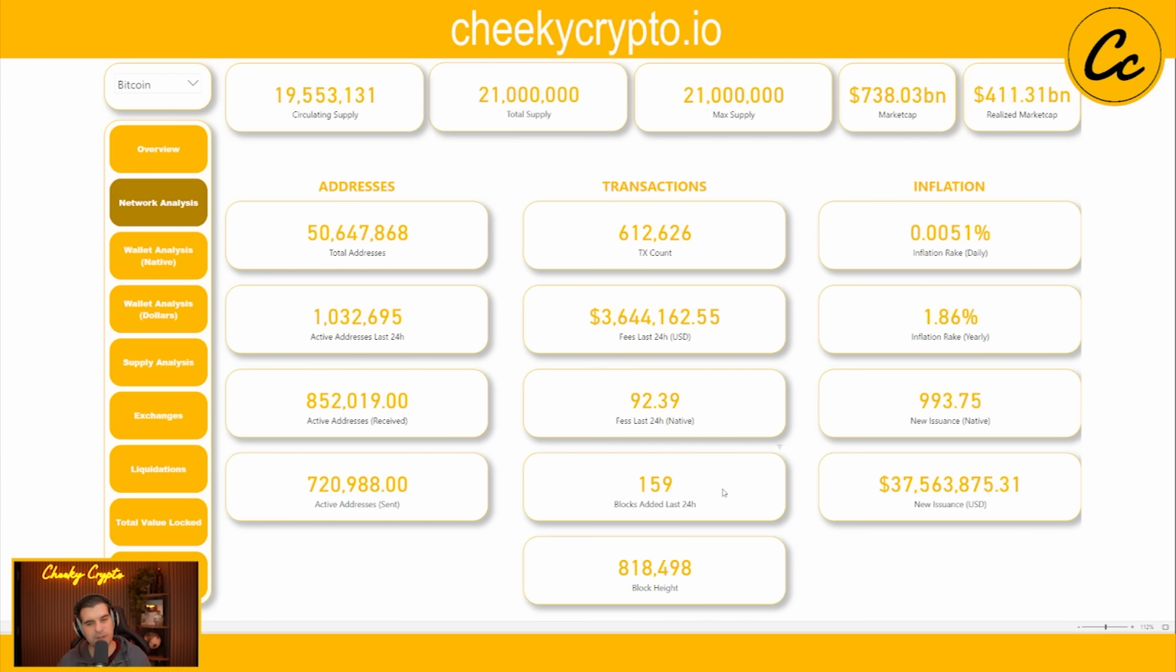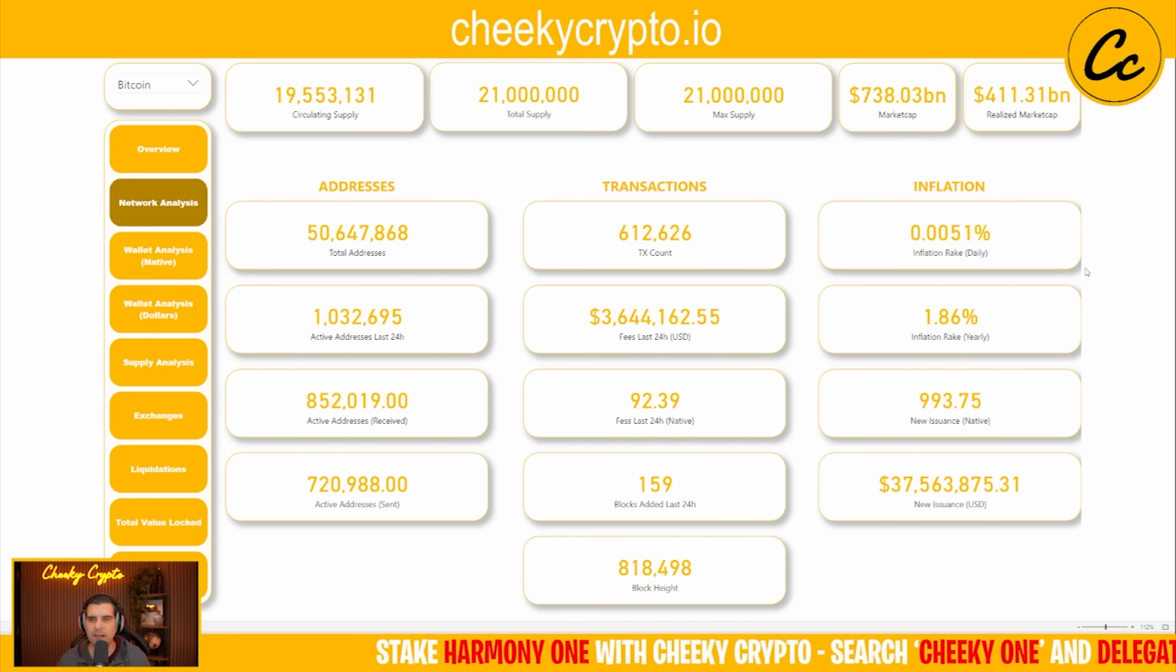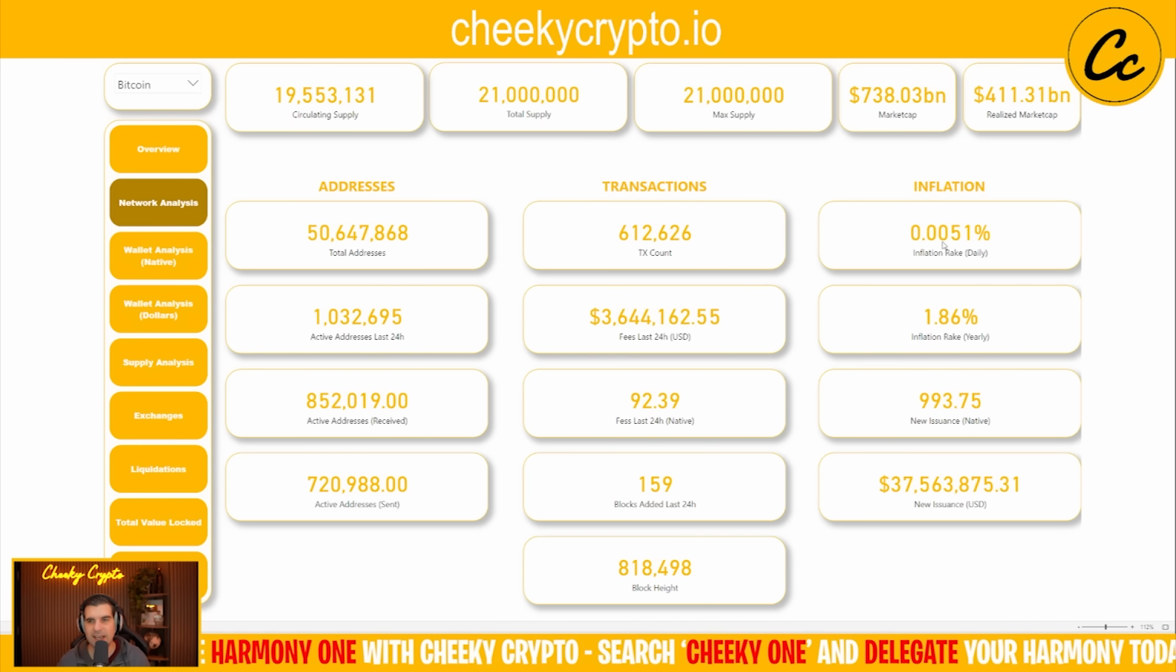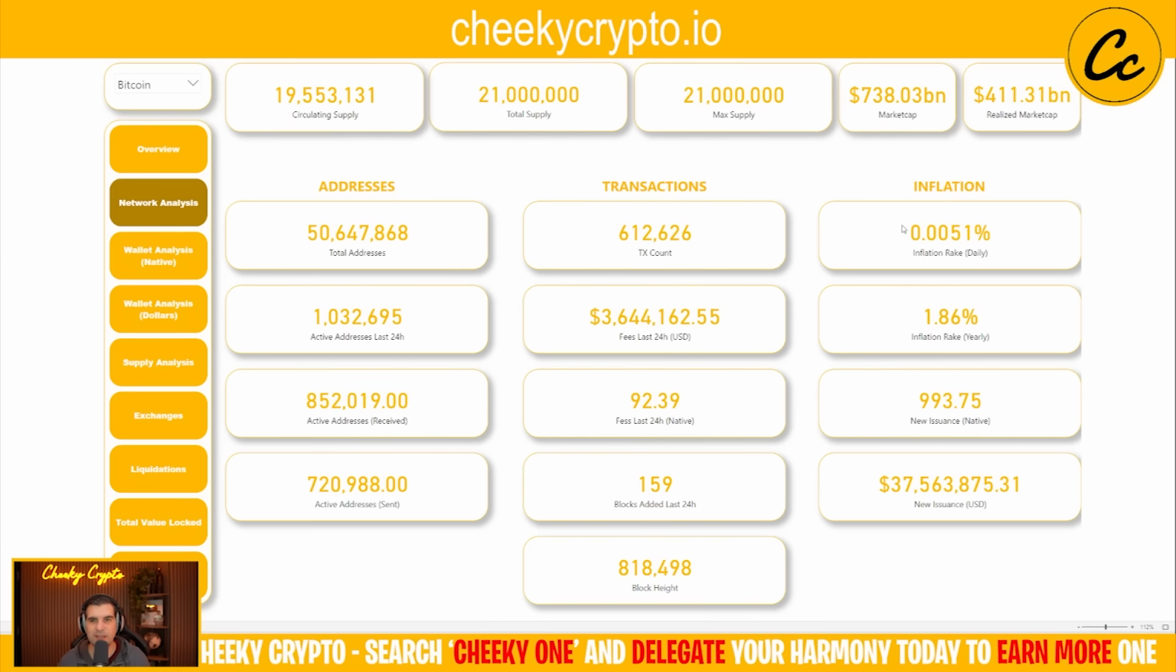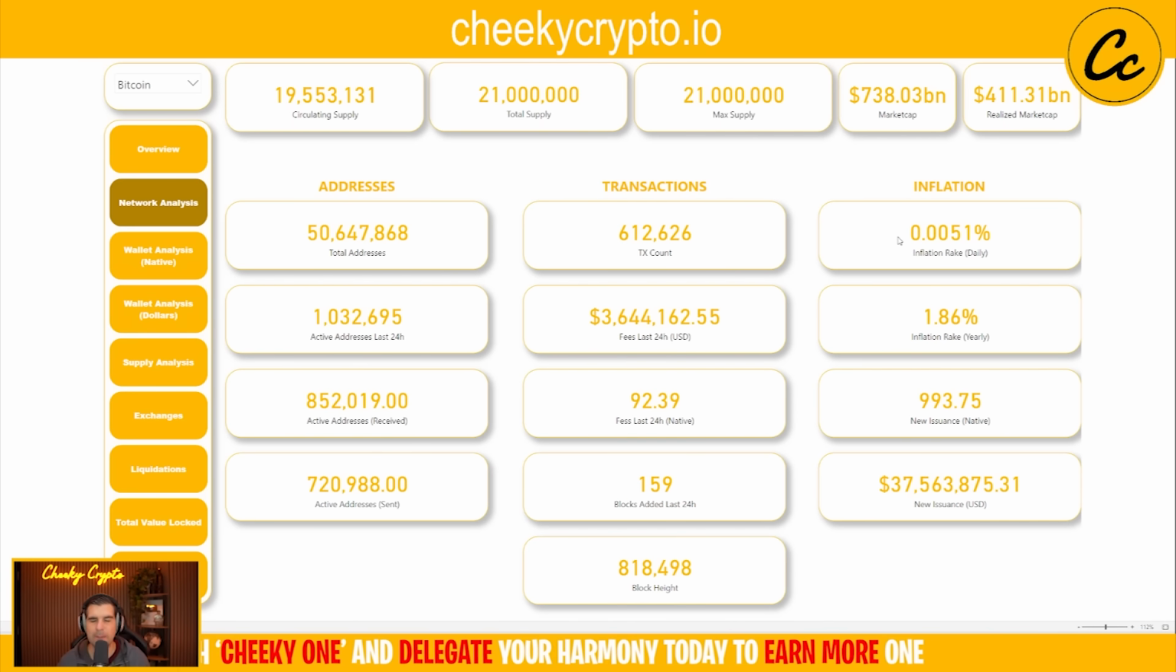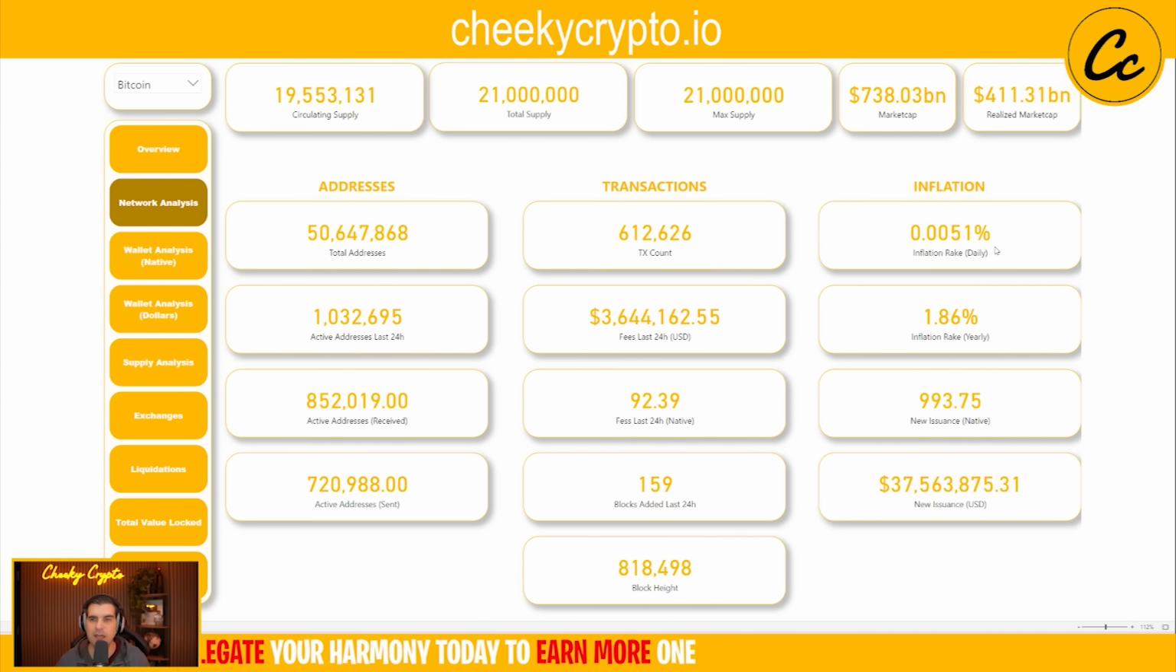We had 159 blocks added to the blockchain, and so that basically puts us at block height 118,498 at the point of recording the video. Inflation rate is daily at 0.0051. So this is basically how many Bitcoin are being mined every day. So it's basically an inflation rate on the circulating supply. Yearly, this equates to about 1.86%, but it does fluctuate depending on how many blocks are mined and all that kind of stuff every day.